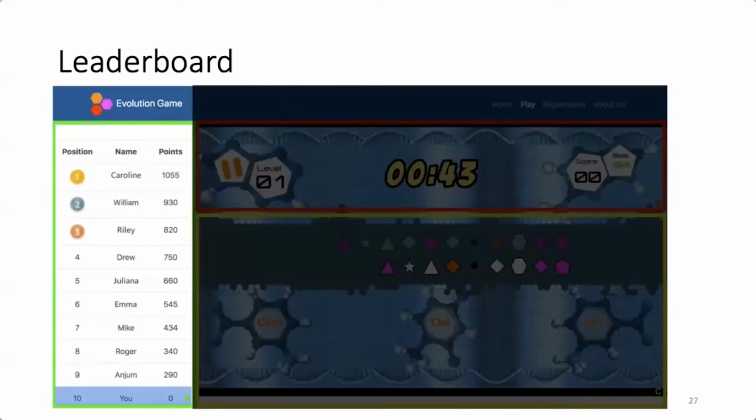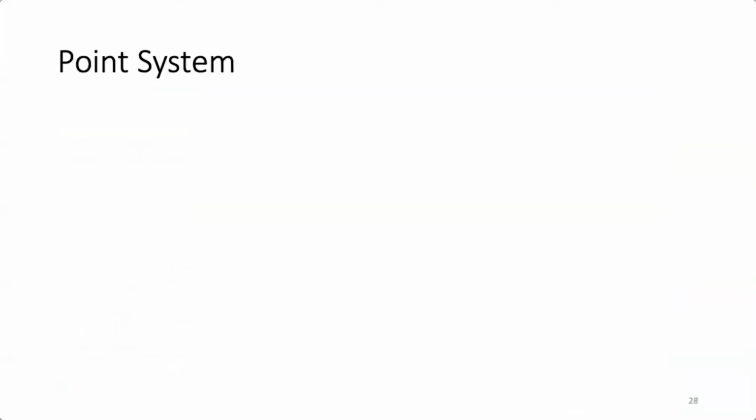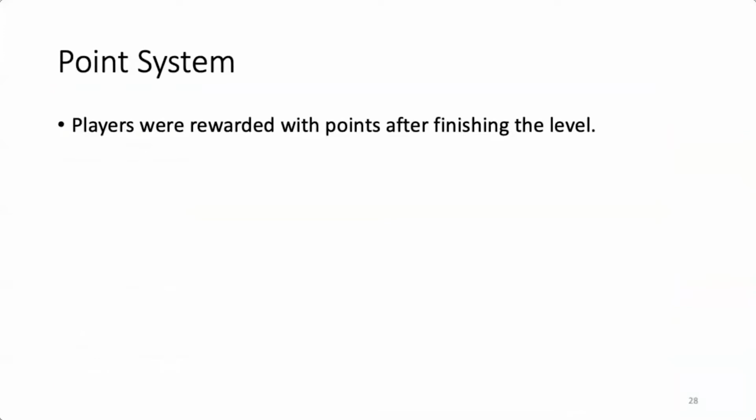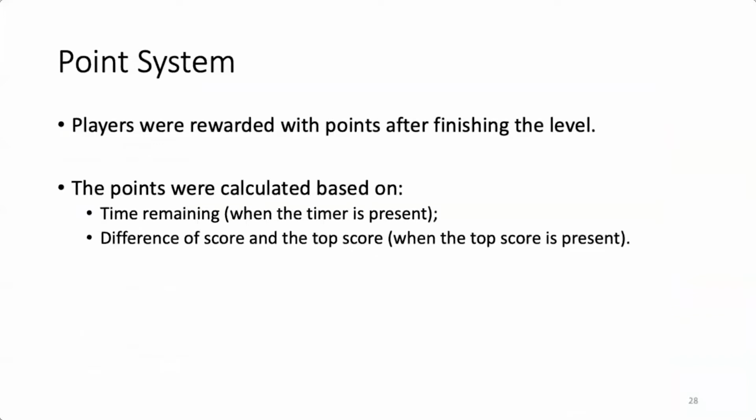The live leaderboard shows the player's position against other 9 simulated players. Points were assigned to simulated players in such a way that each real participant could potentially reach the top of the leaderboard during the game session. The player's position was updated at the end of each completed level. Players were rewarded with points after finishing the level. The points were calculated based on the time remaining when the timer is present, and the difference between the score and top score when the top score is present.